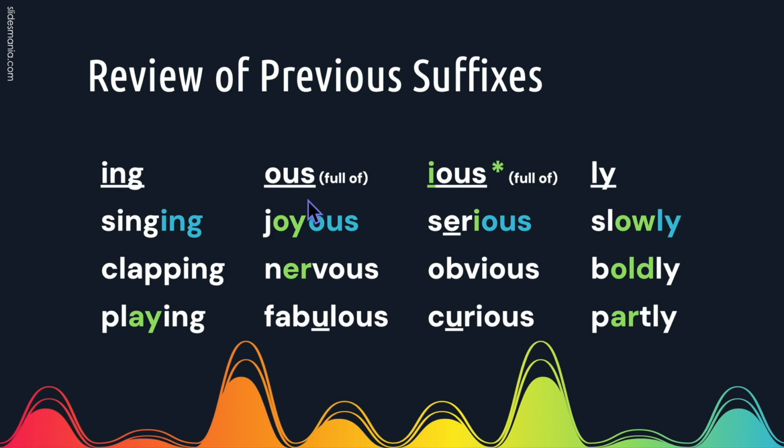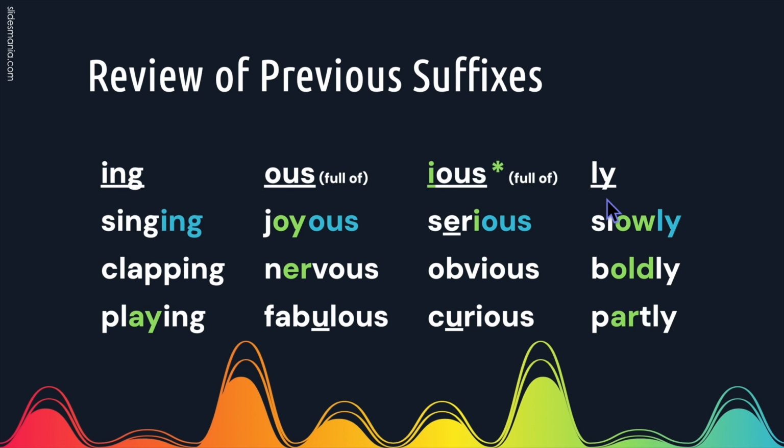OUS is pronounced us, and it means full of. OY says oi, so this word is joyous. Joyous means full of joy. ER says er, so this word is nervous. The letters that are underlined will have their long sounds. Fabulous. IOUS is pronounced eous, and it also means full of, like in serious, obvious, and curious.